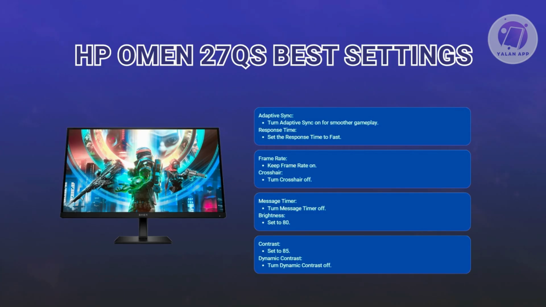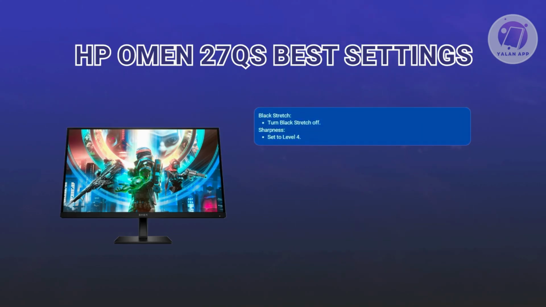Now, what about dynamic contrast? It's best to turn dynamic contrast off. This ensures consistent image quality rather than having fluctuating brightness levels during the game. Now for black stretch, make sure the black stretch is turned off. This helps maintain true black levels in your images, giving you a more accurate representation. Now for sharpness, set this to level 4. This will provide clear, defined edges and make details more discernible without introducing any artifacts.